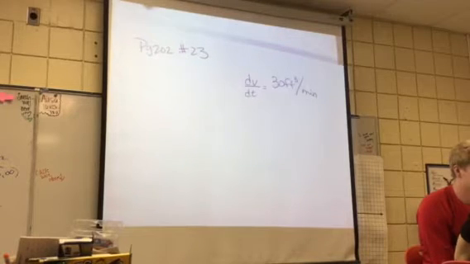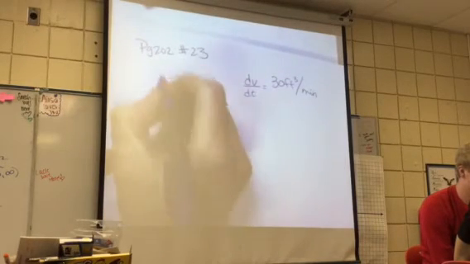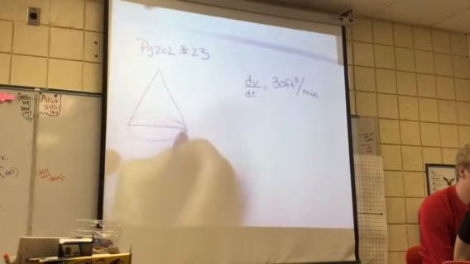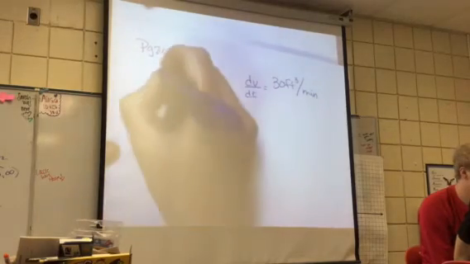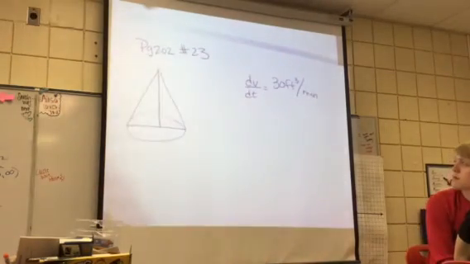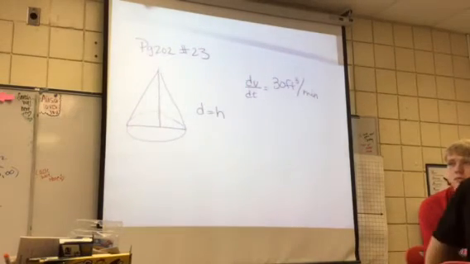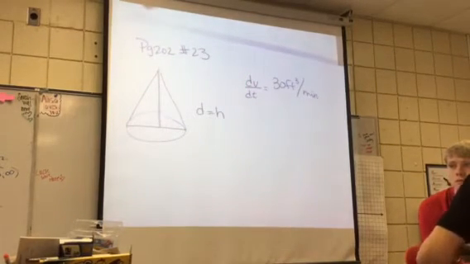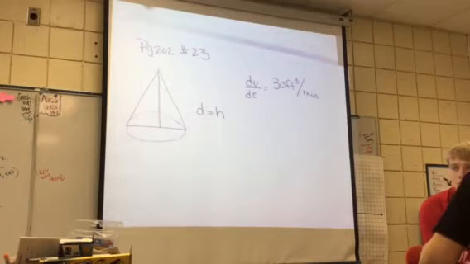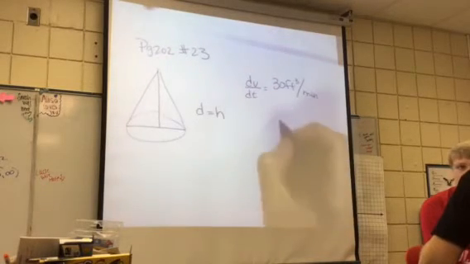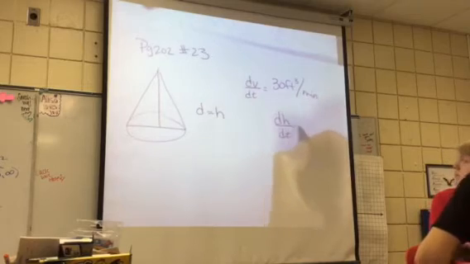So it says its coarseness is such that it forms a pile in the shape of a cone whose base diameter and height are always equal. So you've got a cone, and it's telling you the diameter is always equal to the height. How fast is the height of the pile increasing? So what is it asking you to find? Find dH/dt.